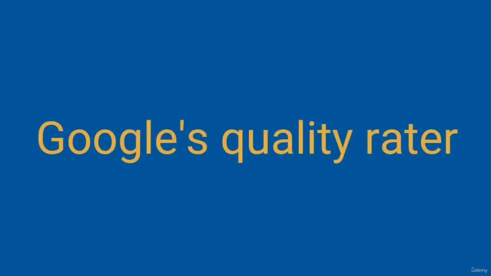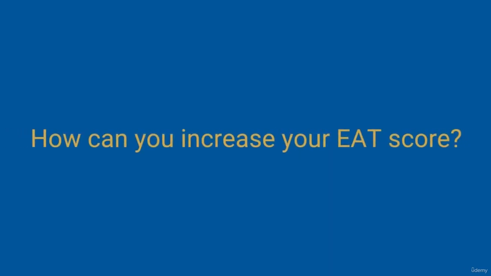Last year, Google's Quality Rater guidelines really focused on EAT. It was important even before, but in recent times, its importance seems to have increased. In Google's How Search Works report, they clearly mention that they want to rank reliable sources. So how can you increase your EAT score?